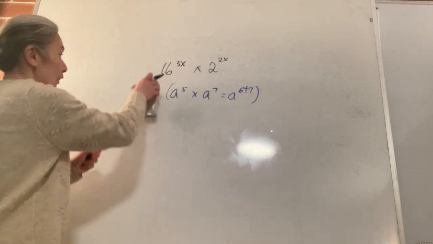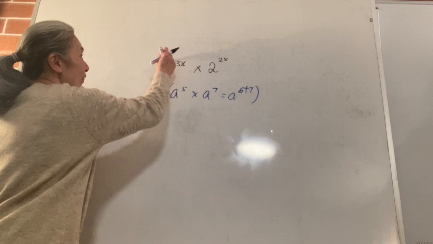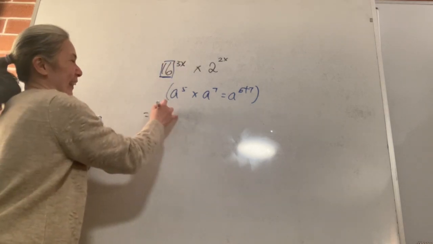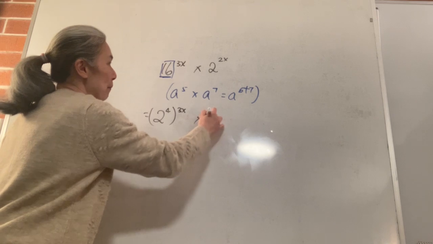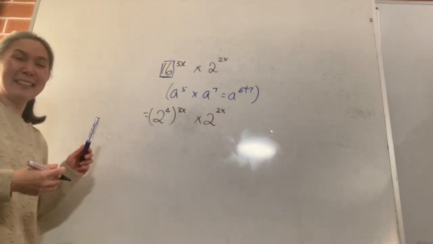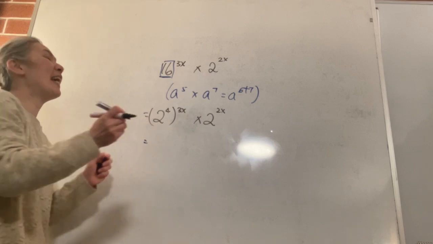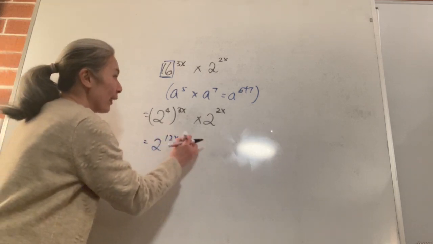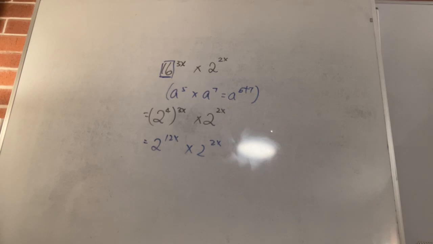Good. So I'm going to change this 16 to 2 to the power of 4. And then you have 3x times it by 2 to the power of 3x. And then what are you going to do in this step? Oh, you times it. Yes, well done. 2 to the power of 12x. And then you can add it.